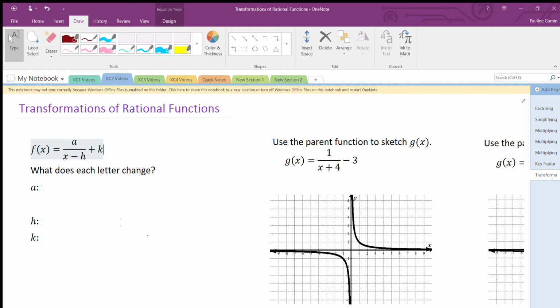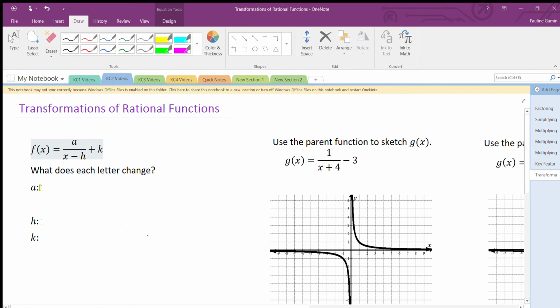Hello, and welcome to a video about the transformations of rational functions. So on the left-hand side, you should see the skeleton of a transformed rational function. Let's talk about what all those letters do.